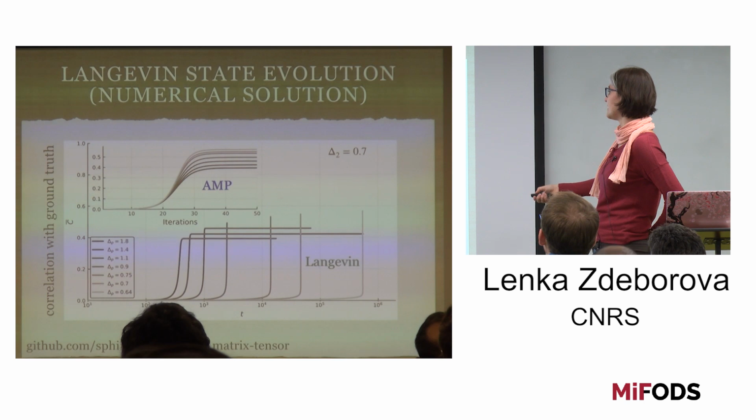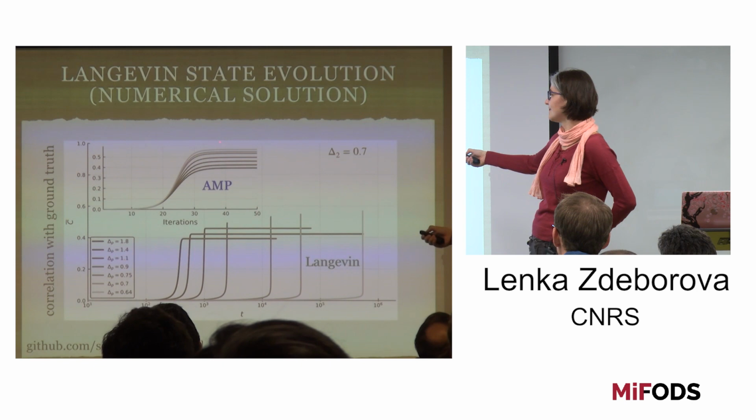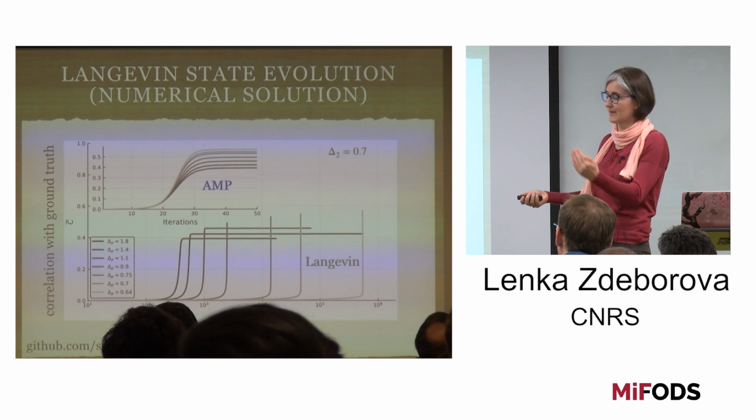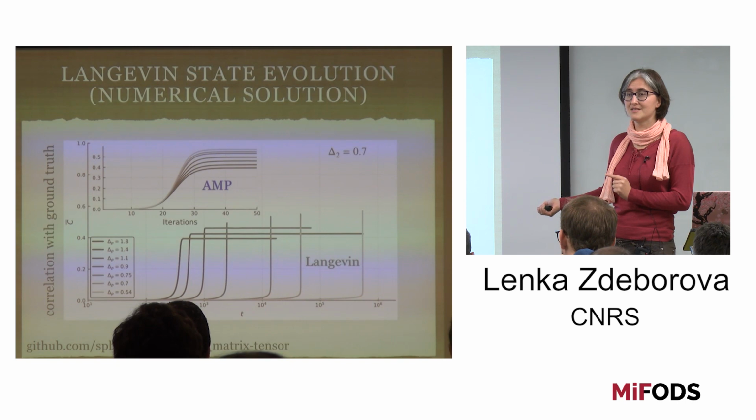What is shown here is, as one of the noises gets smaller, compared to the approximate message passing algorithm, the correlation with the ground truth gets bigger, and it happens faster. This is intuitive: noise is getting smaller, I correlate more and faster. What happens with the Langevin algorithm is I correlate better as noise gets smaller, but it takes longer. This is not intuitive. Noise is smaller, it should not take longer.